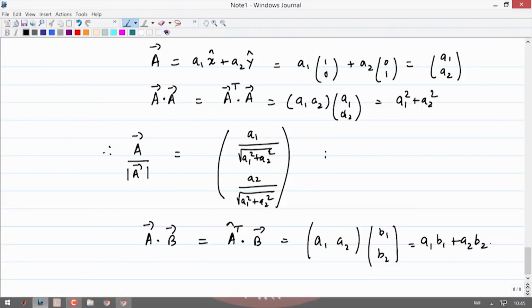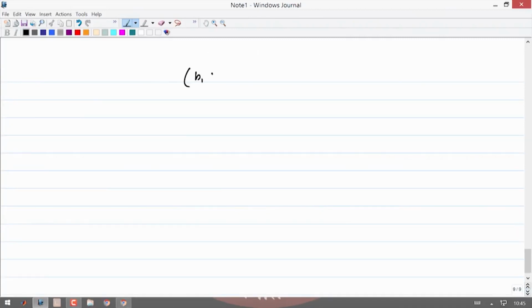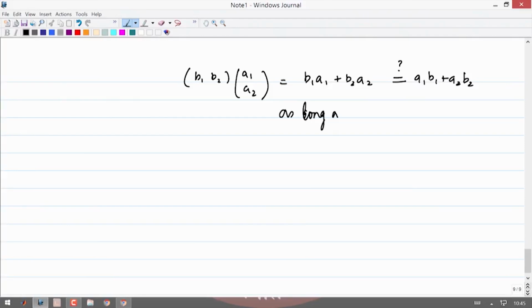And so, you can see that this is a1, a2 and b1, b2, which gives you a1 b1 plus a2 b2. Now, is a dot b the same as b dot a? It appears so, because if you write b t dotted a, then this is nothing other than b1 b2 multiplying a1 a2, and so you have b1 a1 plus b2 a2, which is equal to a1 b1 plus a2 b2 as long as a's and b's are numbers.